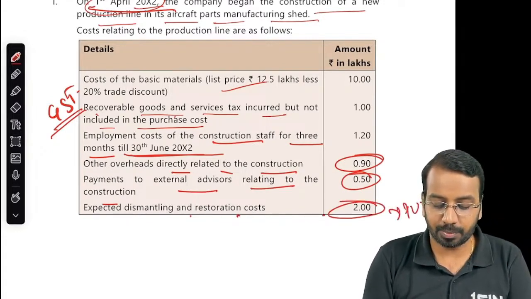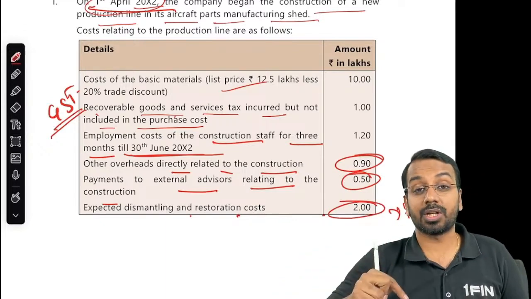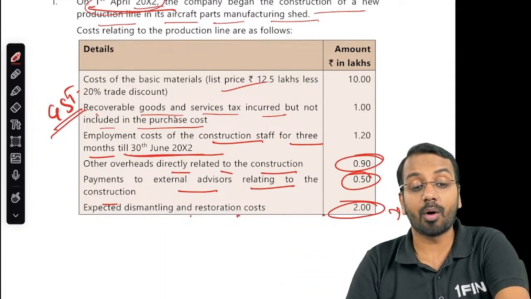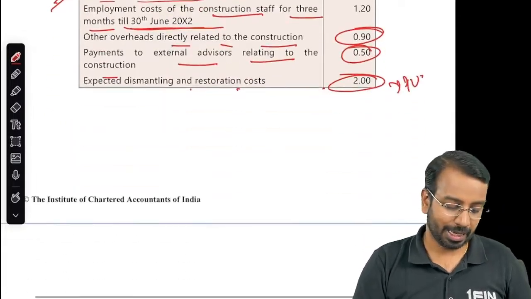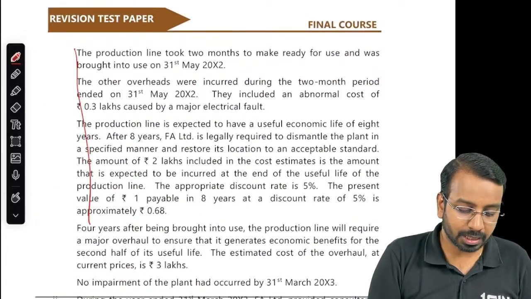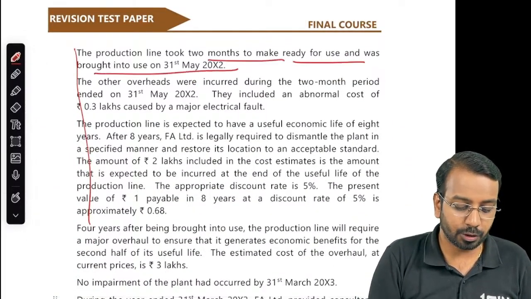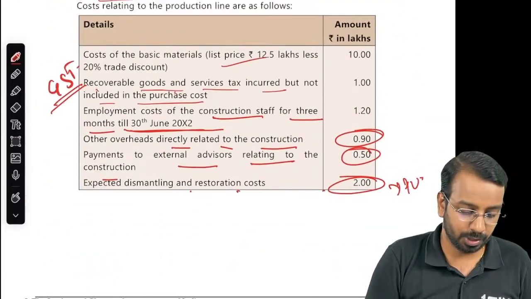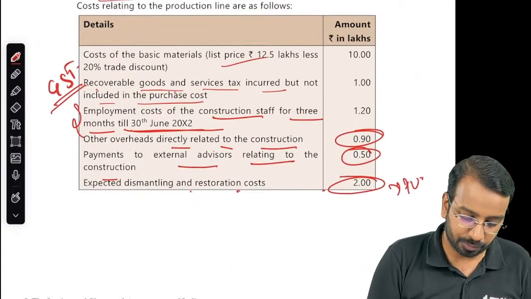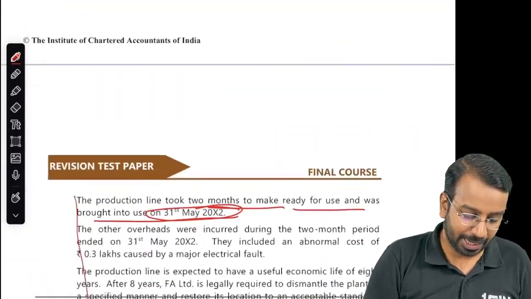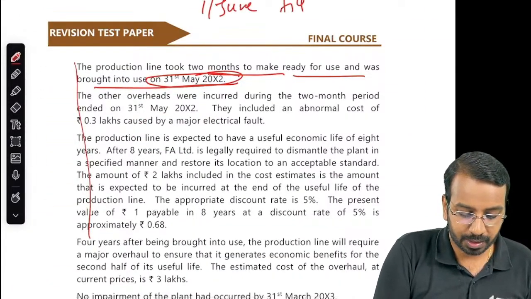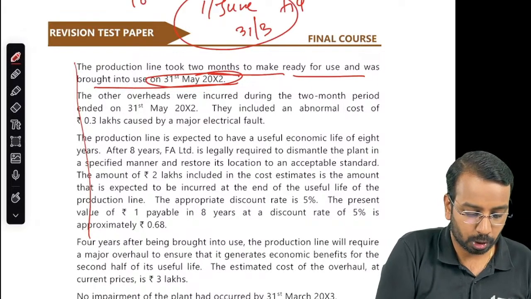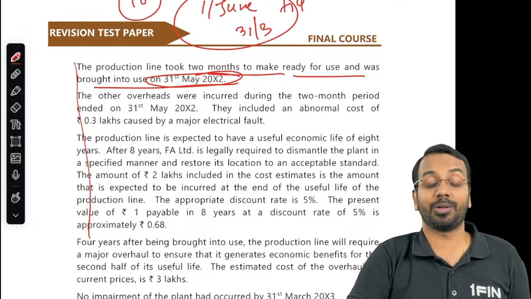This has to be valued at present value. Please remember, the last question has asked us what is the initial amount to be capitalized. So that thing we have to keep in mind when we are solving this particular question. What is the amount to be capitalized? Then the production line took 2 months to make ready for use and was brought to use on 31st May, which means out of these 3 months we have to take only 2 months. And then when we charge depreciation, it will be from 1st of June till 31st of March. That is a total of 10 months. That is how you have to read the questions.